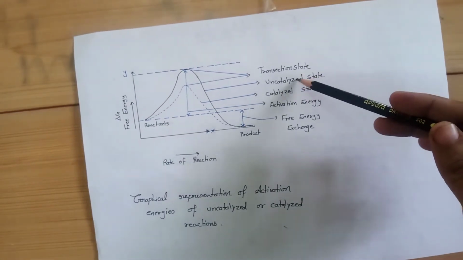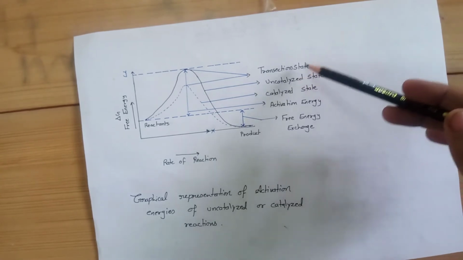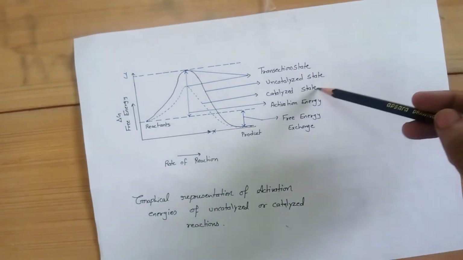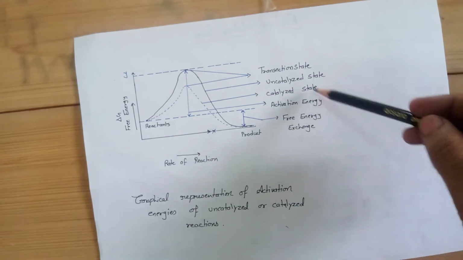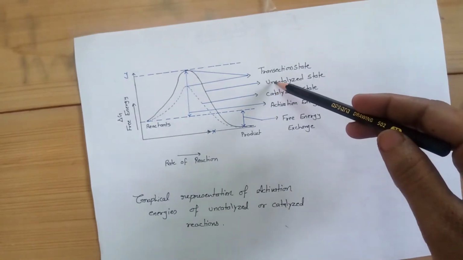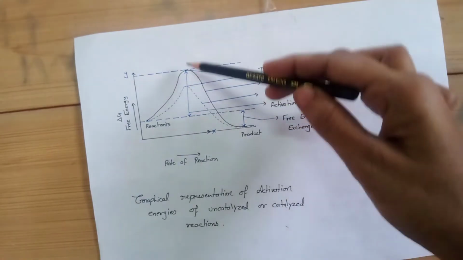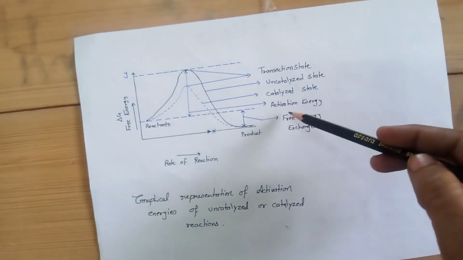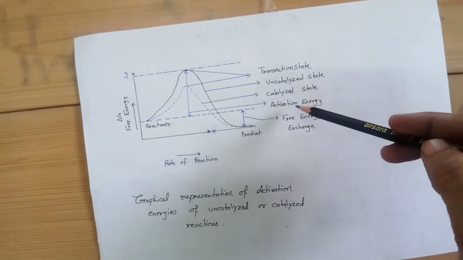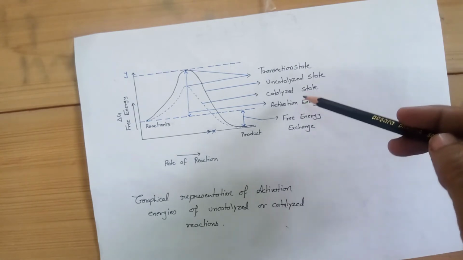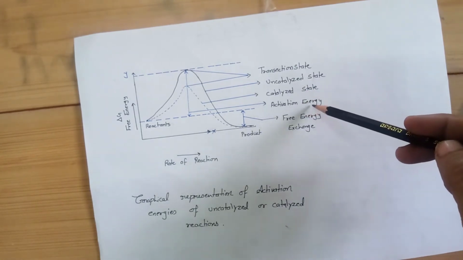To initiate a reaction and get the activated state, which is called the transition state. This is the uncatalyzed stage. This is the catalyzed stage, meaning in this position the enzyme is not present, but here the enzyme is present. And this median line is called the activation energy, meaning the reaction molecule must gain a minimum amount of energy, which is called the activation energy.